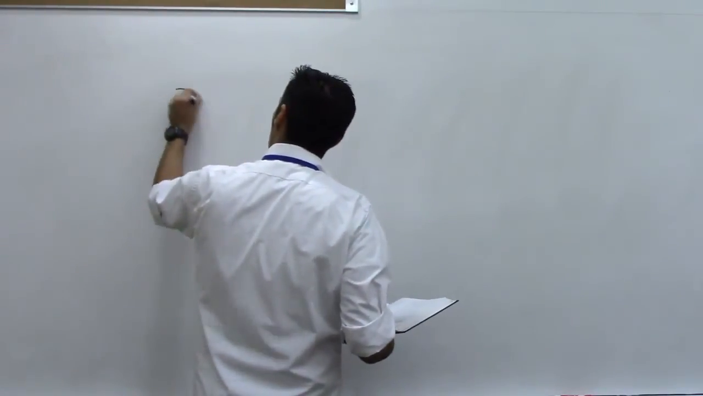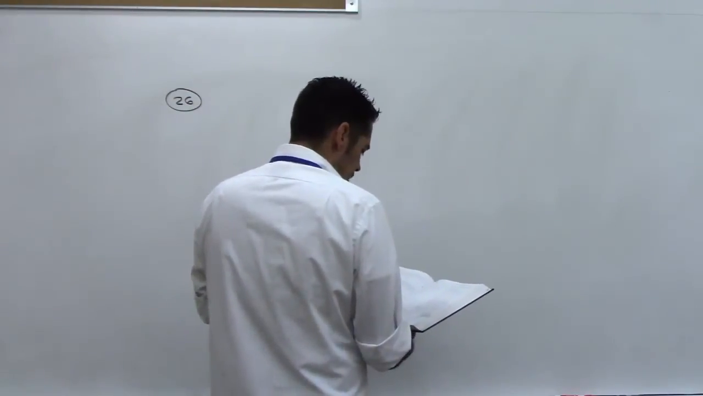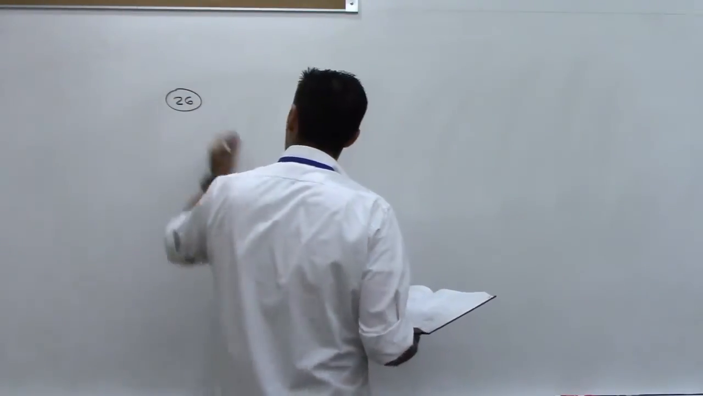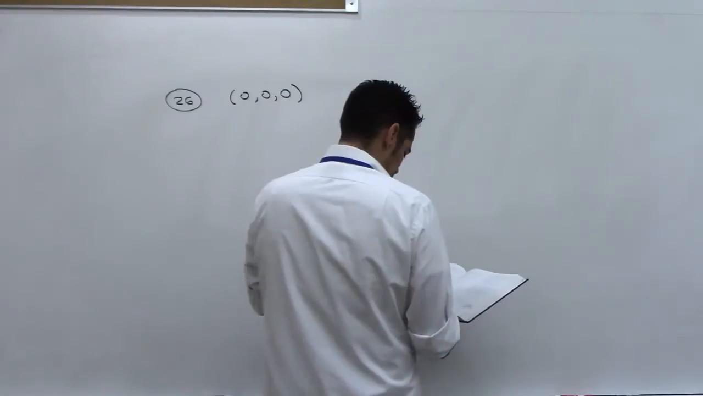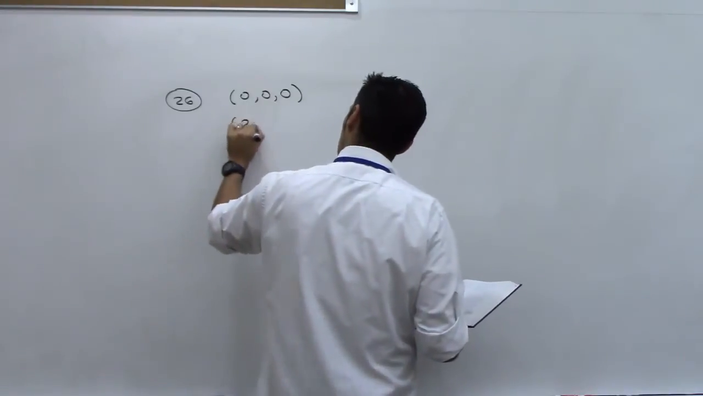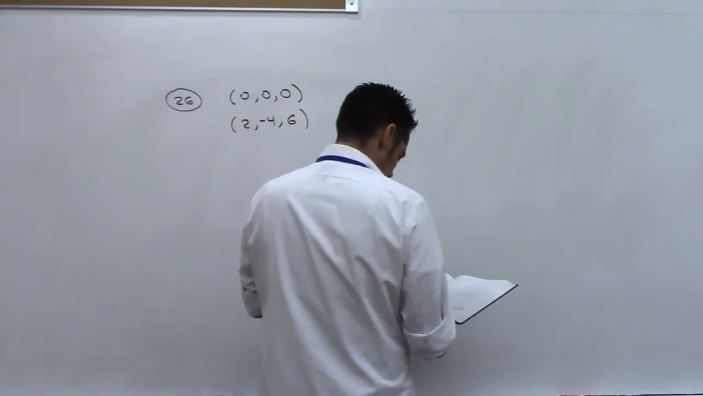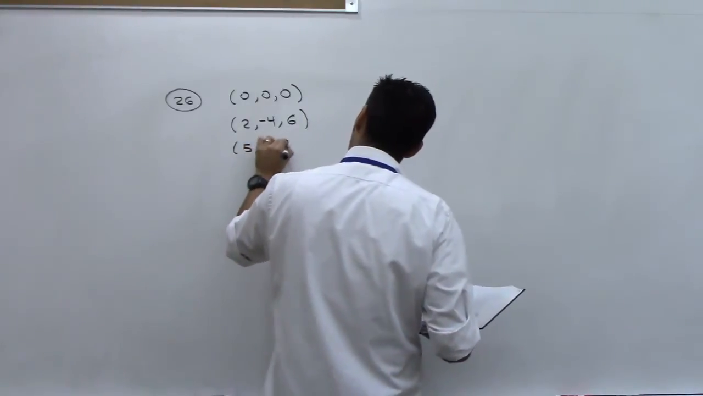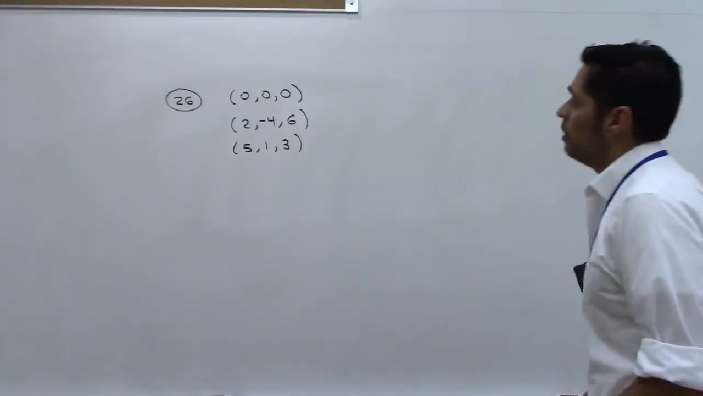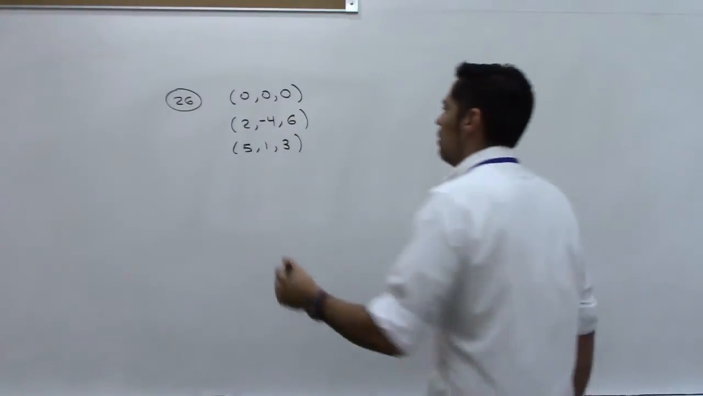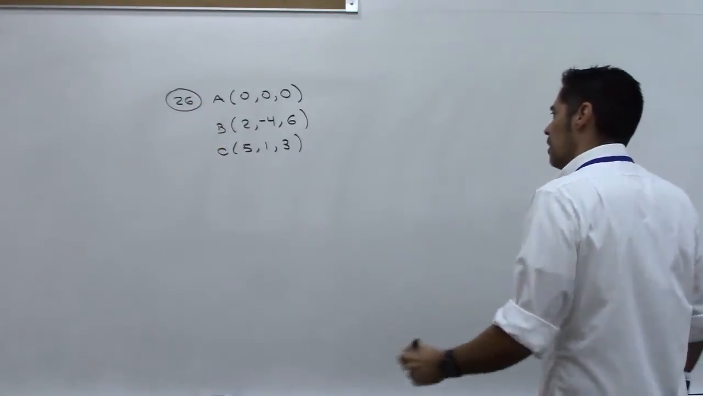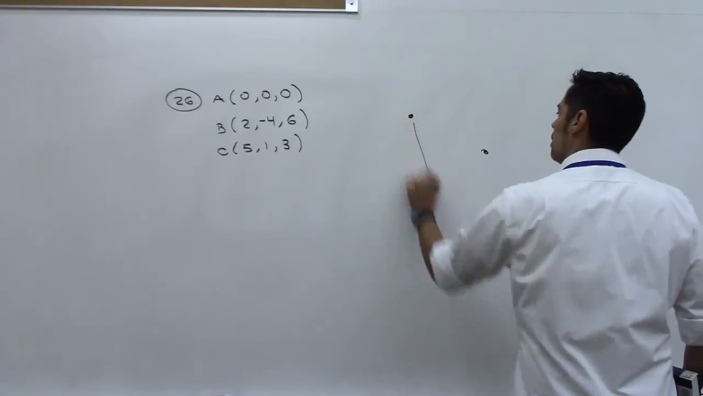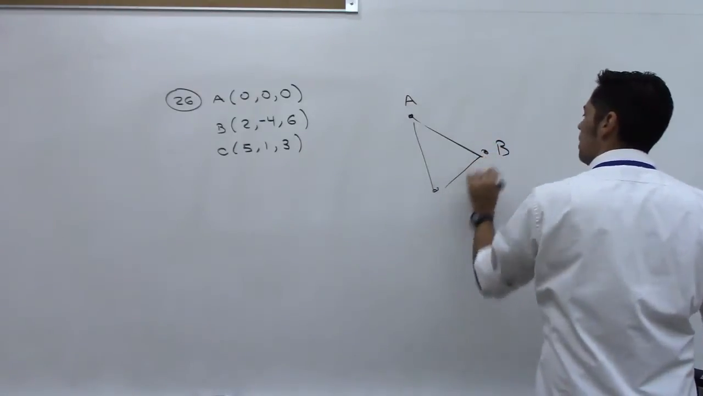26. Find the equation of the plane through the origin. So it's through the origin. That's this point. And the points 2, negative 4, 6. And 5, 1, 3. Well, hey, this is just like the previous problem. They give you 3 points. So you just label them A, B, C. And then just imagine these points out here. Doesn't matter where they are, A, B, C.